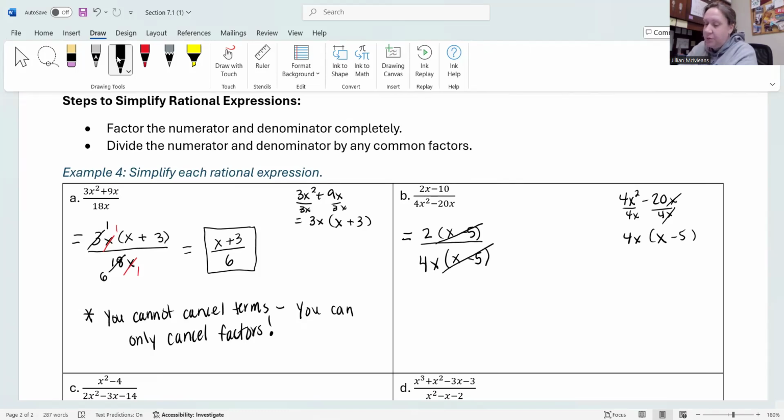We also have, let me do this in red so you can see it really clearly, 2 and 4 have a common factor of 2. 2 divided by 2 is 1. 4 divided by 2 is 2. So let's clean it up. In the numerator, everything has canceled out and we're left with just a 1. In the denominator, we're left with a 2x. So that would be our final answer. Okay, so we're just factoring and we're dividing out common factors.